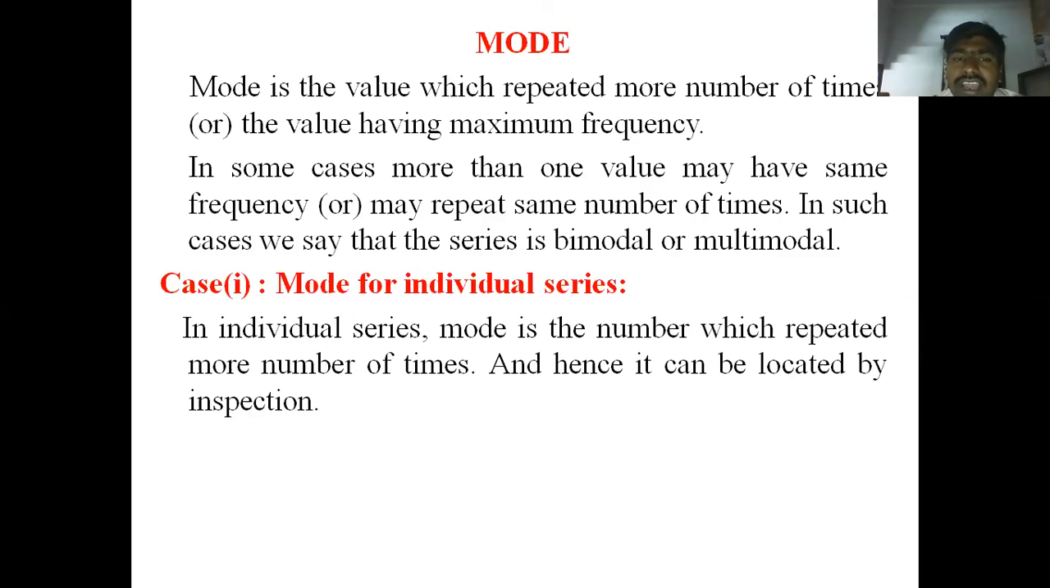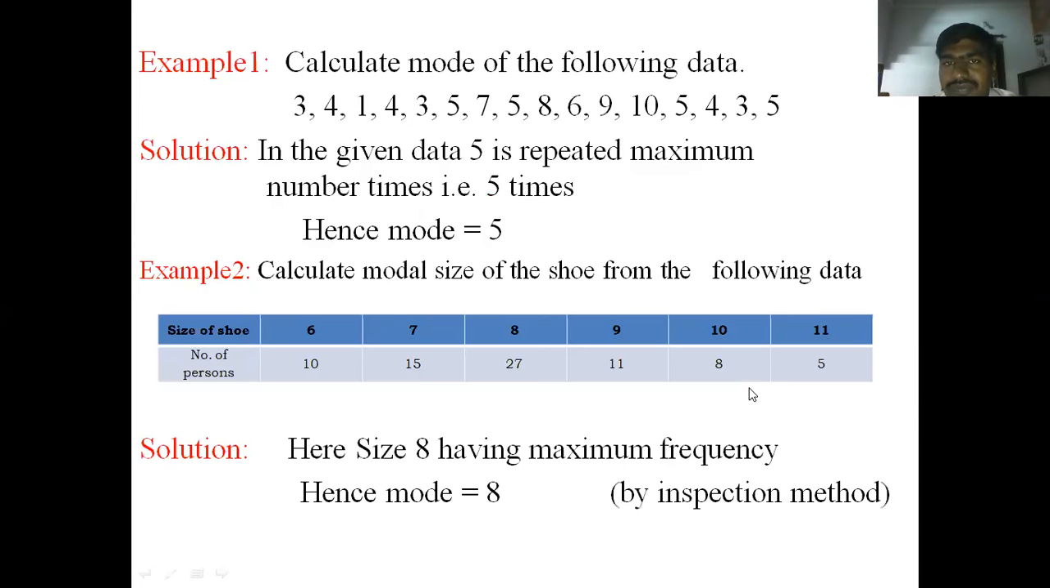Now, how do we calculate mode? I gave a simple line. In an individual series, mode is the number which is repeated more number of times, and hence it can be located by the inspection method. Inspection is nothing but just looking at the data. Now a simple question: calculate the mode of the following data. In this data you observe 5 is repeated more number of times. See children, here 5 appears 1, 2, 3, 4 times. It is repeated 4 times, therefore mode is equal to 5.